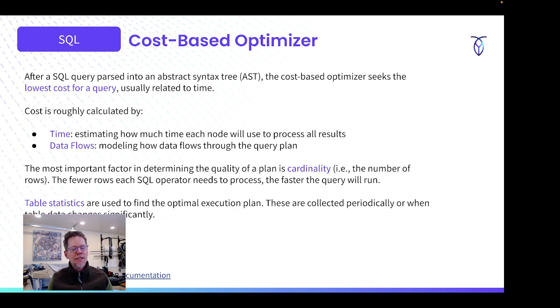And then the cost-based optimizer uses table statistics that are periodically automatically created, and that will help it find the optimal execution plan. And those, as I mentioned, are collected periodically, automatically, when table data changes significantly beyond a certain amount of time. So we have a really great cost-based optimizer in CockroachDB.